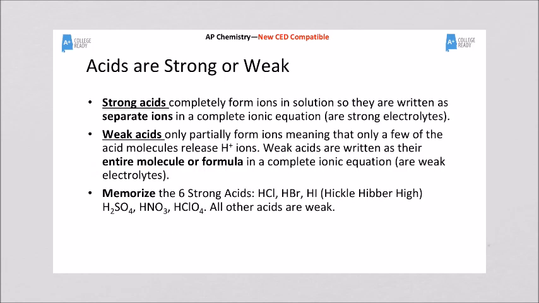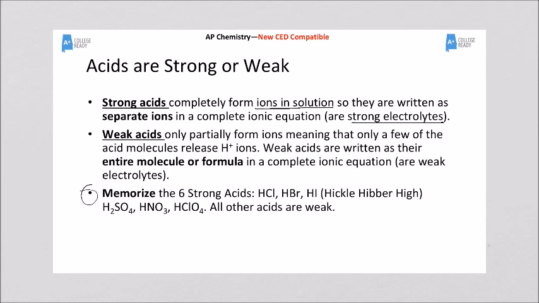So when you see acids, they will be classified as strong or weak. And you really do need to know the 6 strong acids, and we'll get to that in just a second. But what differentiates strong and weak acids is what they do in a solution. A strong acid is what we call a strong electrolyte. And if you think about what we said about soluble ionic compounds, they completely separate into ions in a solution. Strong acids are the same thing. There are ions in the solution, so we write them as such.